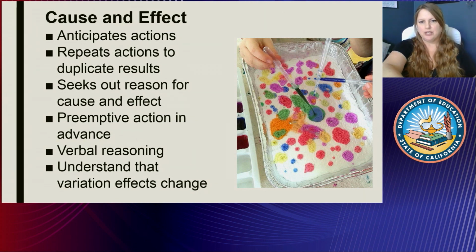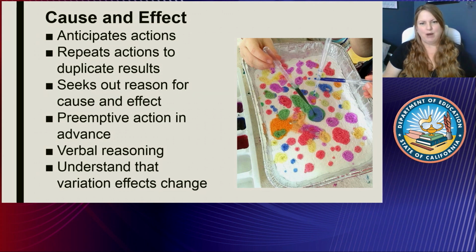A first indicator is when a child anticipates an action. They may begin to start carrying water more carefully to prevent spills. They often repeat actions to duplicate their results, repeating the spinning of a brush on canvas to create a swirl pattern over and over again.